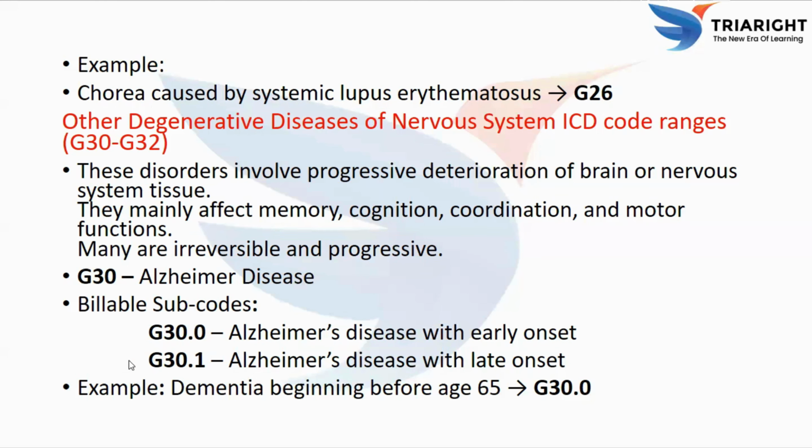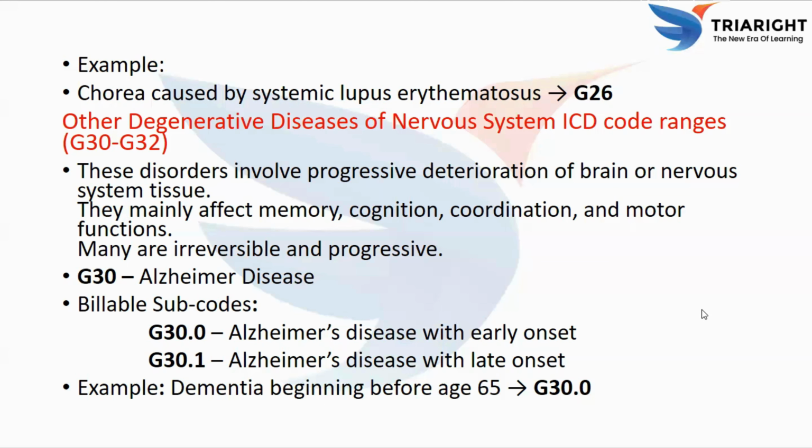So for example, coming to G30, Alzheimer disease. What do you mean by Alzheimer? Alzheimer disease is a chronic progressive neurodegenerative disorder causing dementia due to accumulation of amyloid plaques and tangles in the brain. It's a progressive brain disease causing loss of memory, poor thinking and judgment, behavioral changes and also difficulty in performing daily activities. So these are all the symptoms of Alzheimer's disease.